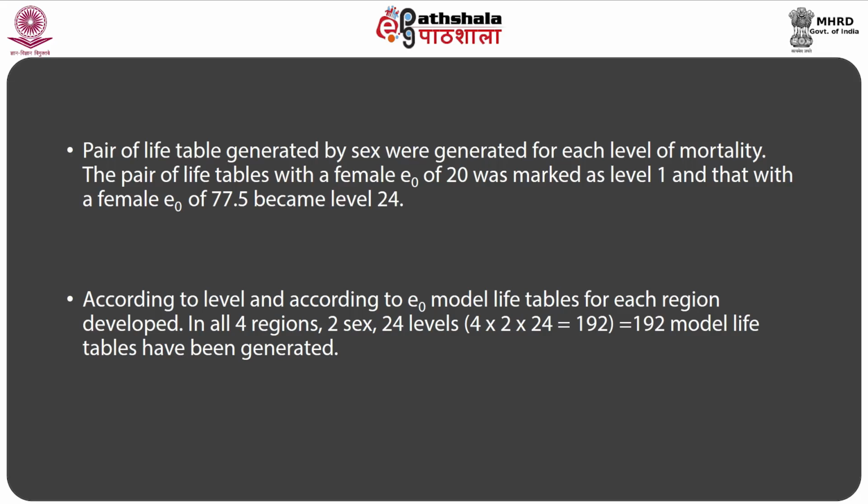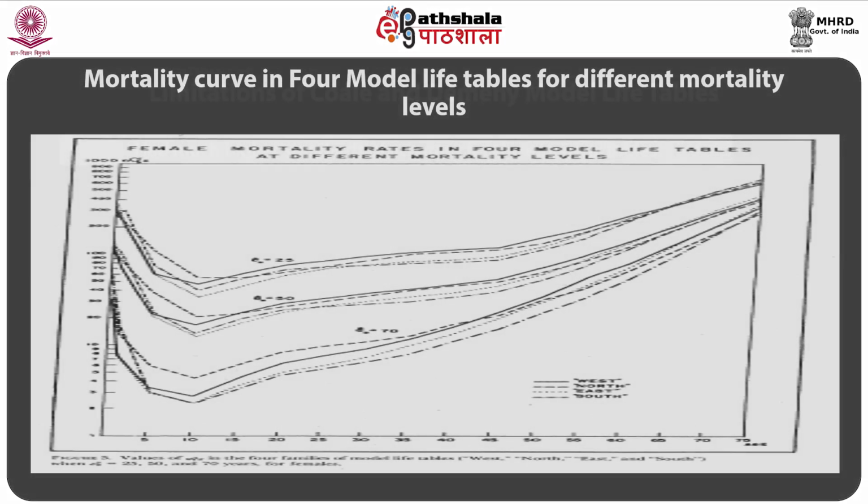According to level and according to e0, model life tables of each region were developed. In all 4 regions, 2 sexes, 24 levels, that is 4 multiplied by 2 multiplied by 24 equals 192 model life tables have been generated. This graph shows the mortality curve in 4 model life tables for different mortality levels. You can see male, female and total mortality curves. On the left side, you can find the y-axis in terms of logarithmic values.